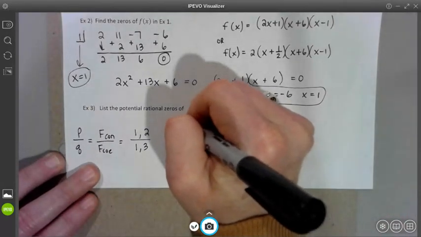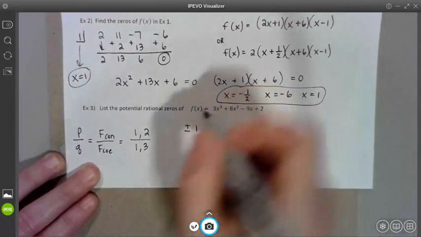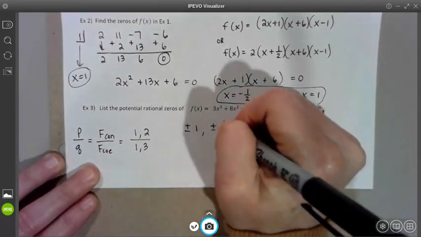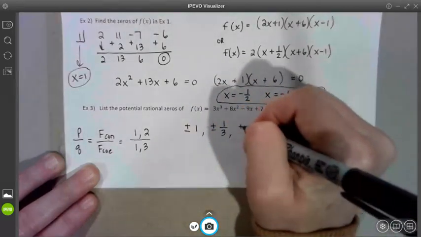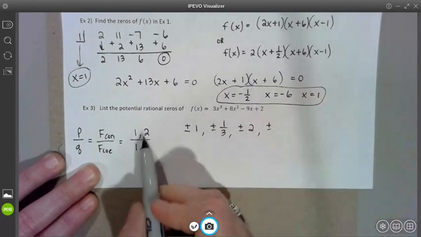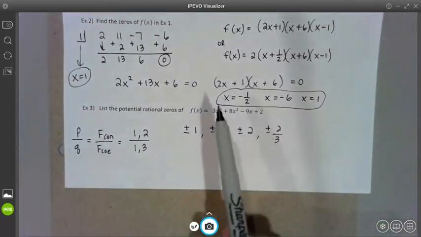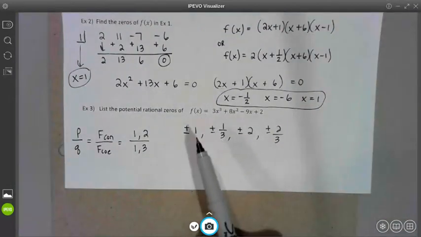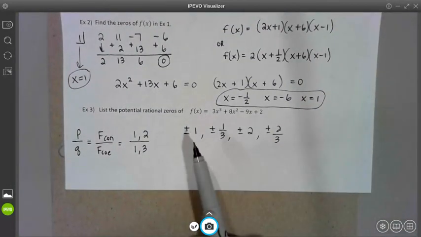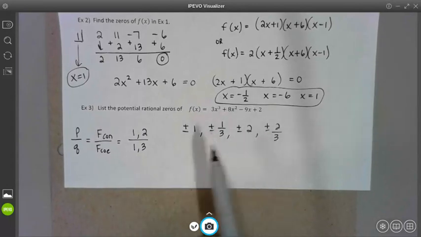So the potential zeros could be plus or minus 1 over 1, which is 1, plus or minus 1 over 3, which is 1/3, plus or minus 2 over 1, which is 2, plus or minus 2 over 3, which is 2/3. So again, if this polynomial is going to have a rational zero, one or all three of them, they are numbers on this list for sure. They have to be, okay? All right, so that's that example.